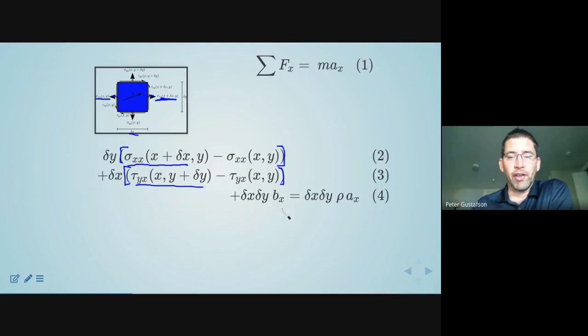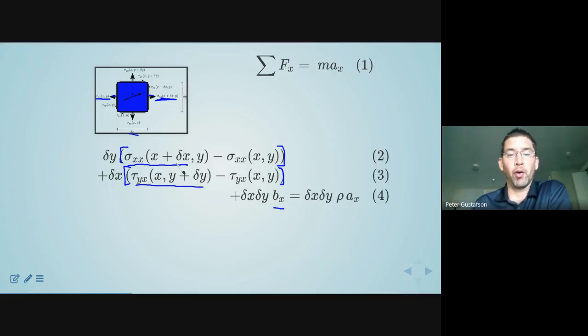So this is the x component of that B vector times dx dy, so times the area. In 3 dimensions, it would be times the volume. That is going to be a body force that's in the positive x direction. You can think of this term as being gravity, or a centripetal force or a magnetic force or something that's acting on the body as opposed to on the surfaces of the body.